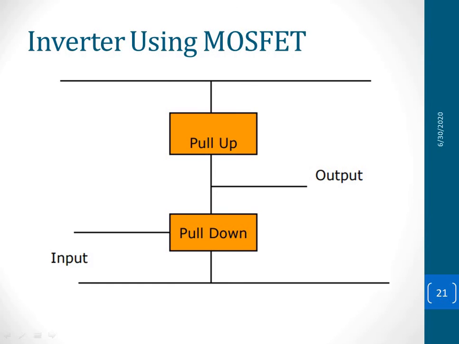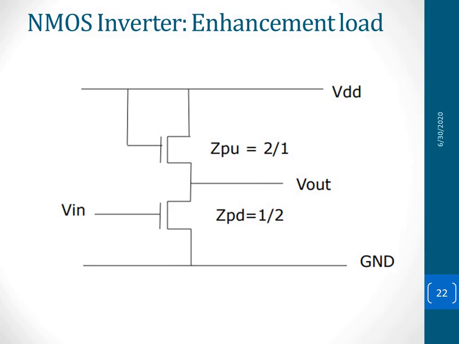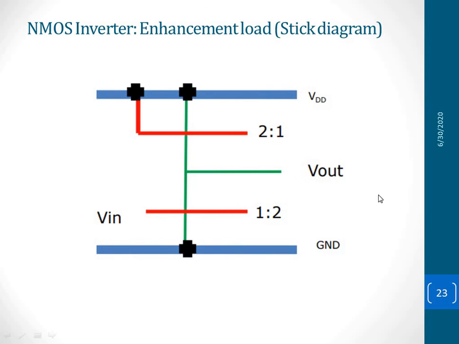So first, if we want to make the inverter using MOSFET, as you have already seen in the previous lectures, we need a pull-up transistor and we need a pull-down transistor. That can be done using NMOS also. And if I use only NMOS as the pull-up, and the input is also given through the NMOS inverter.